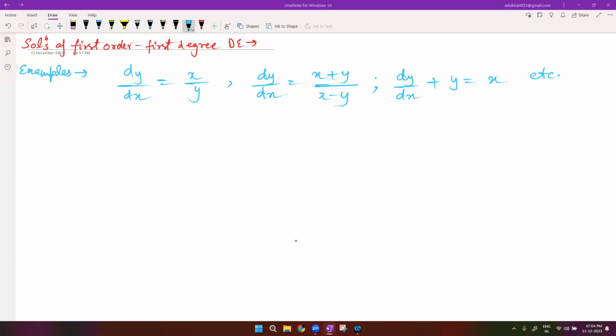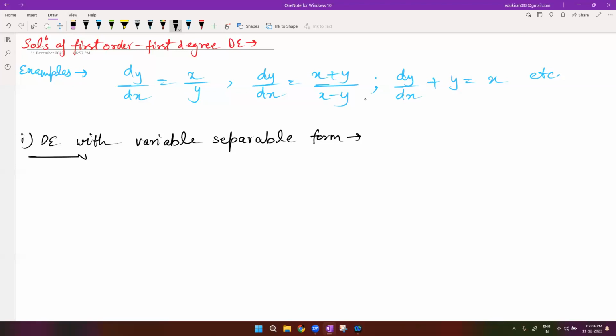So let's start with the first one, which is variable separable. So the first method is basically variable separable. This method is known as variable separable.